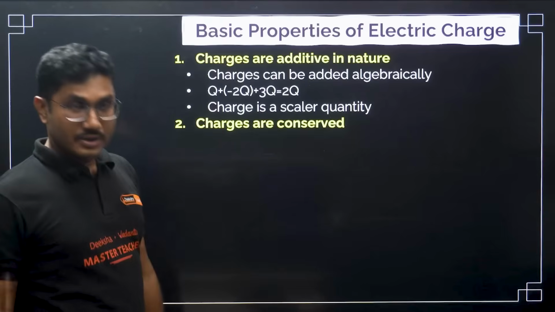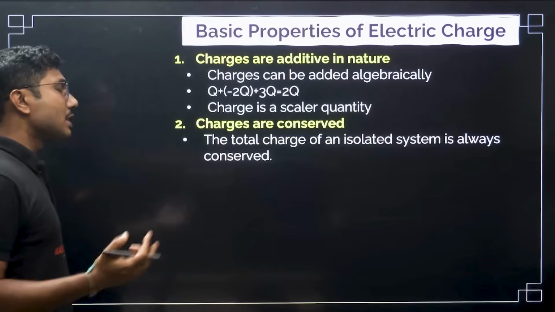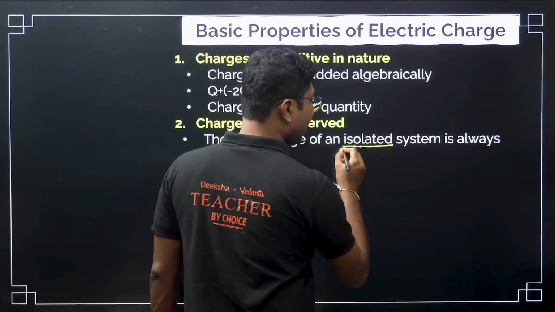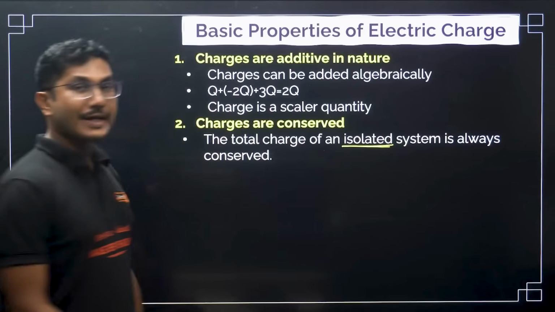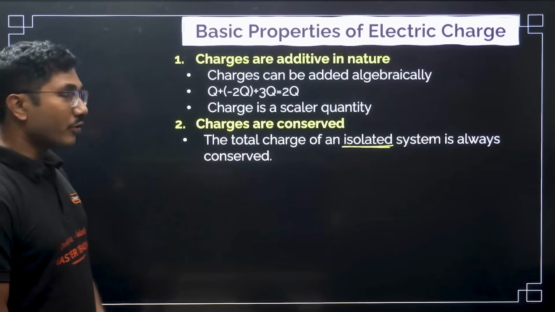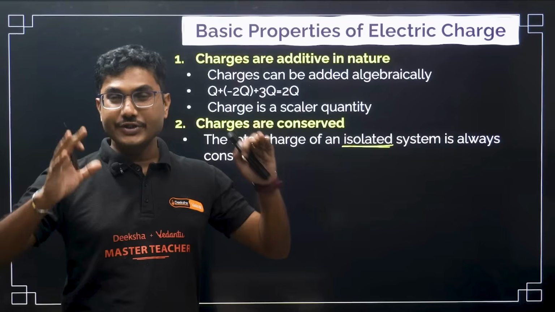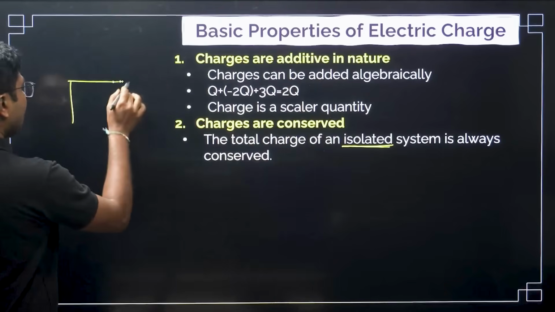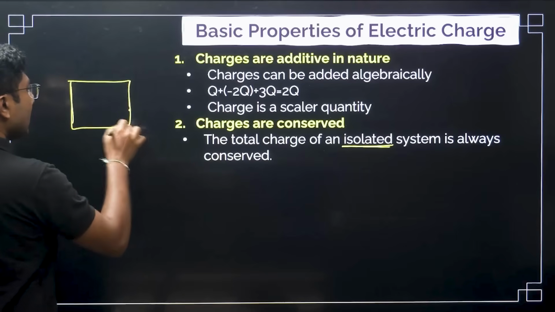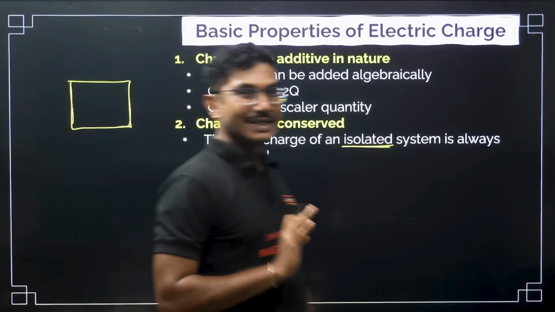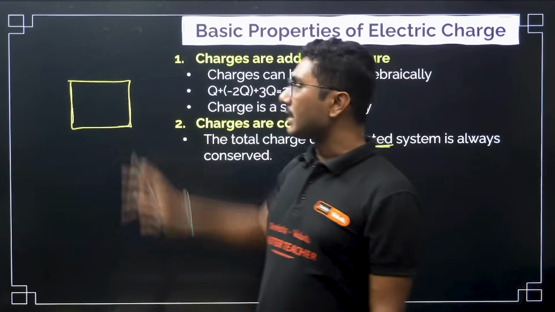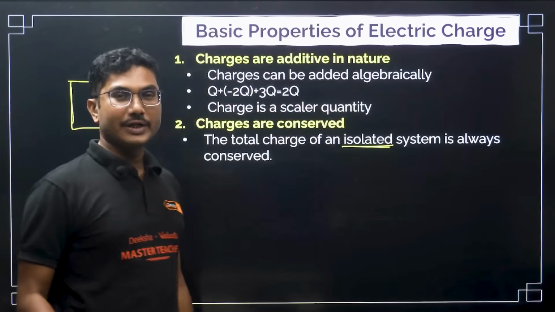Charges are conserved. What is the meaning of that? Total charge of an isolated system, very important. Total charge of an isolated system is always conserved. Isolated system means which is out of touch from the entire world. So if you consider a box, if you leave that box as it is, if it is not interacting with anyone, then you can consider this box to be an isolated object.